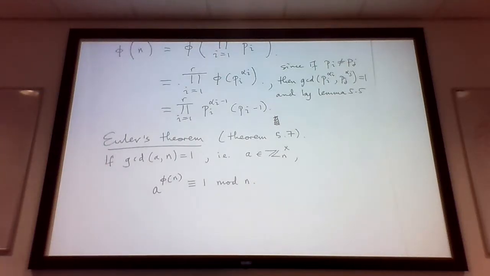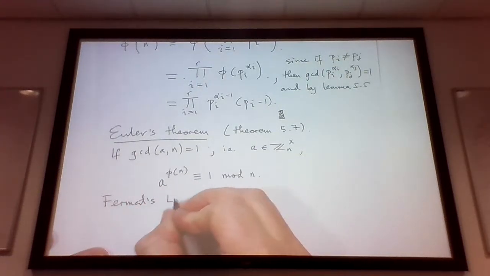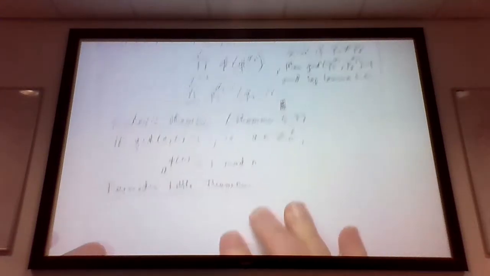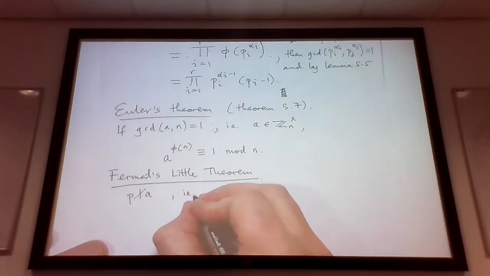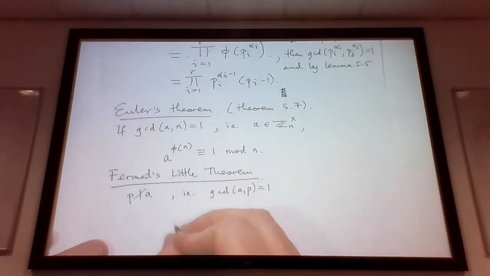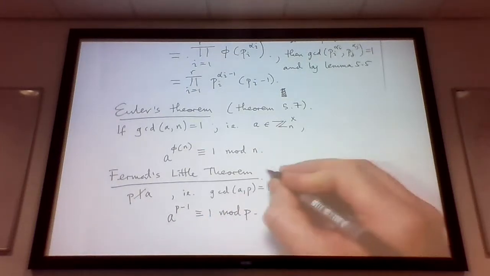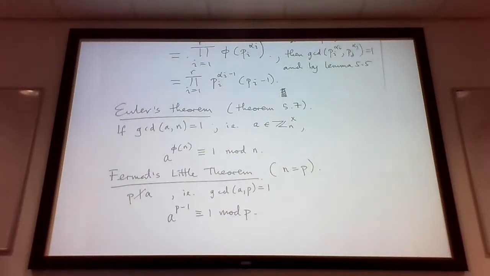But before we prove Euler's theorem in general, we'll prove the special case. The special case goes by the name of Fermat's little theorem. Not Fermat's last theorem, Fermat's little theorem. Fermat's little theorem says if P does not divide A, i.e. the GCD of A and P is 1, then A to the P minus 1 is congruent to 1 mod P. So this is the special case. It's just Euler's theorem where N is P, P in number theory meaning a prime number.